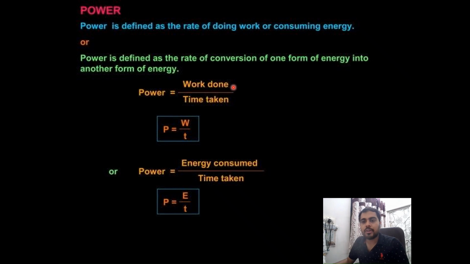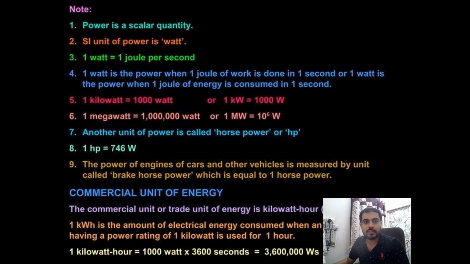Now let's have an overview of power. Now what is power? Power is defined as the rate of doing work or consuming energy. So its formula is P equals W, work done or energy, divided by time taken. So P equals W by T, or we can say E by T. Now, similar to work and energy, power is also a scalar quantity. Its unit is watt. So watt equals joule per second.